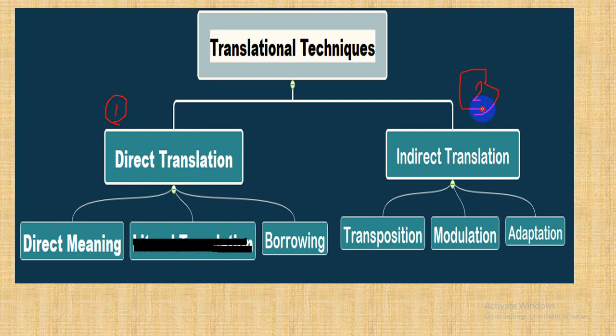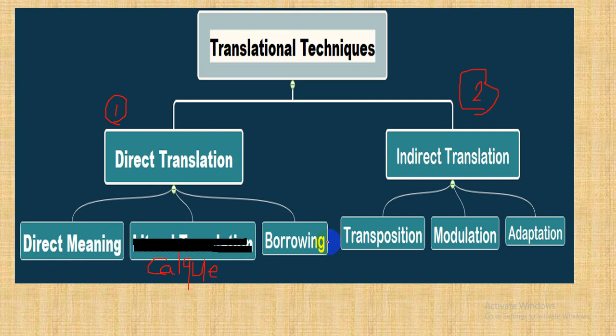So what is the difference between them? According to Vinay and Darbelnet, we have the direct approach, and under this approach we have 3 strategies. The first one is known as borrowing, the second one is known as calque, C-A-L-Q-U-E, and the last one is direct translation of meaning, or what they named literal translation.